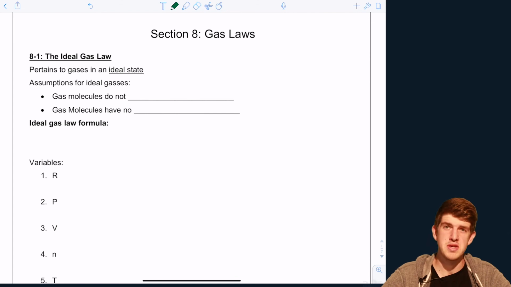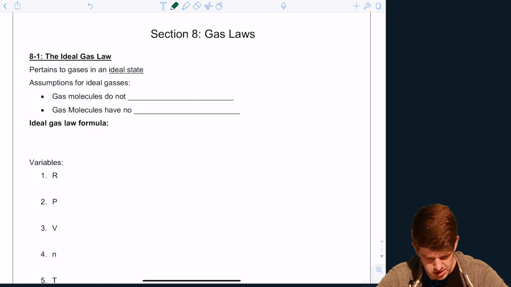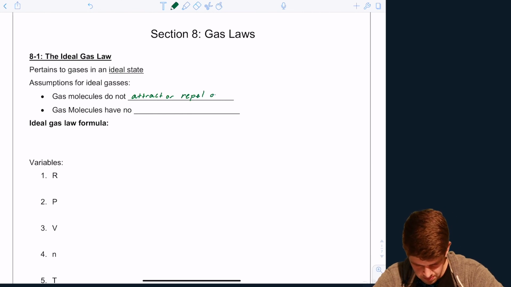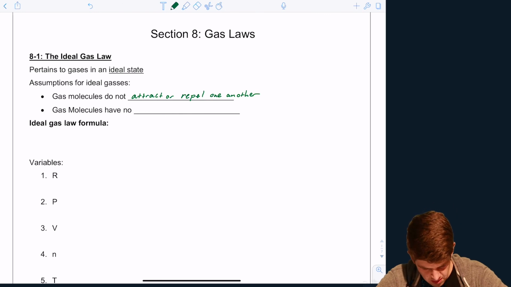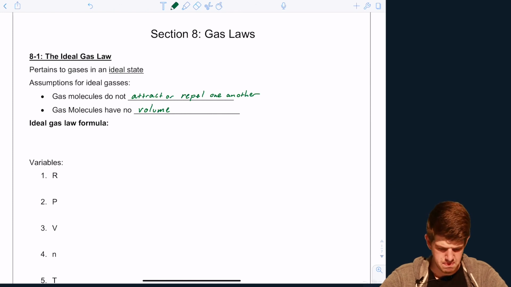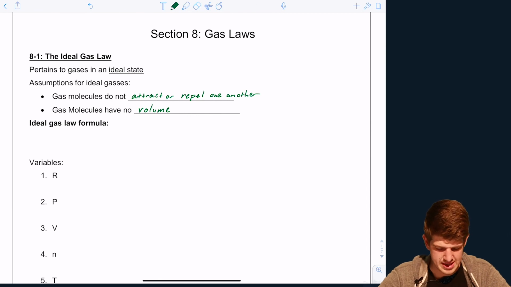And so the assumptions that we make for ideal gases are that these fictional gases do not attract or repel one another. And the second one is that gas molecules have no volume. These are actually going to be derived from a bigger kinetic molecular theory of gases that we'll talk about at the end of this video. But these are just the two assumptions we really want to focus on for the ideal gas law.